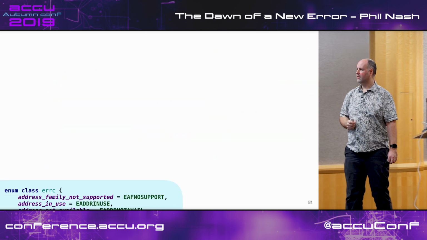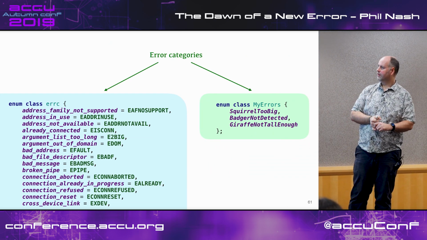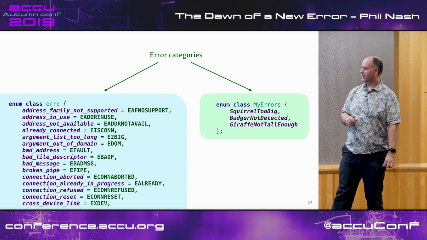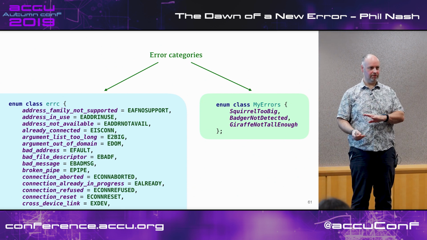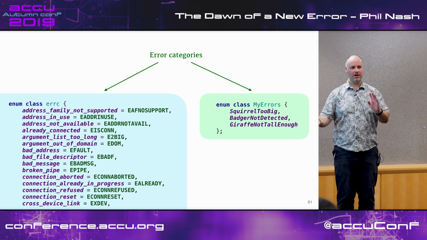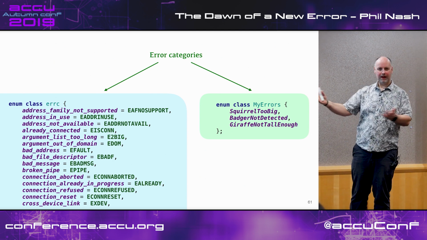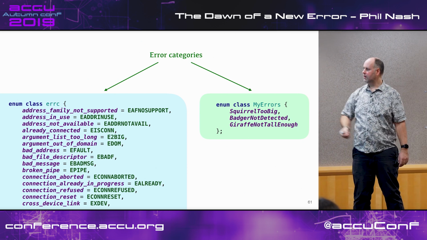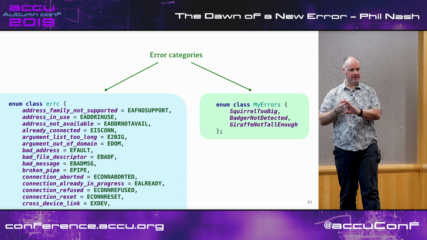So let's drill into that a little bit more. Here are some examples of error categories. The first one on the left-hand side is actually in the standard. As of C++11, there's an enum called errc, which contains all the POSIX error codes. We've got all of the POSIX error codes in the standard. Most people don't even know it. So we've got that as an enum, but you might want to have your own error domain with a different enum with different types of errors, like the one on the right. Some errors made up, but every program should have this, I think. So these are error categories.